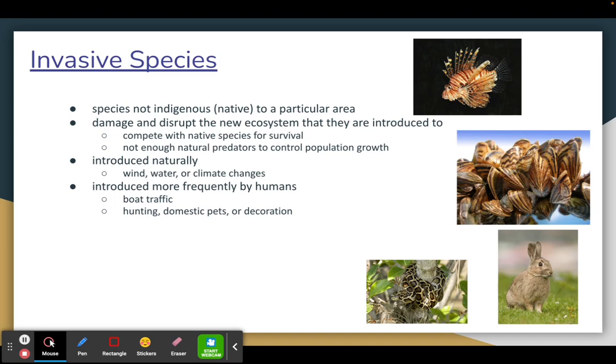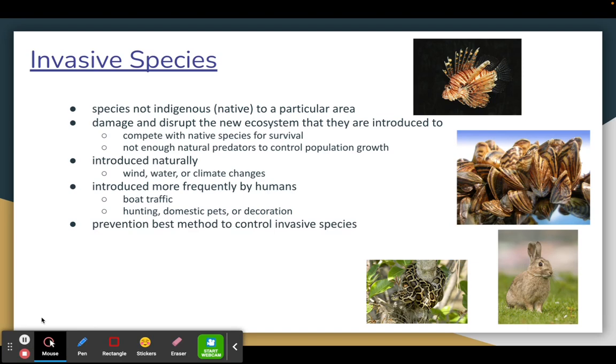Or like domestic pets, like things like these boa constrictors down here. When people get them, they think they're going to have this really cool snake, and it's small when you first get it, but then it becomes very big, and people don't know what to do with it. So they just let it out into the wild, unfortunately. Or even just for a sense of decoration, which would be something more along the lines of that fish tank.